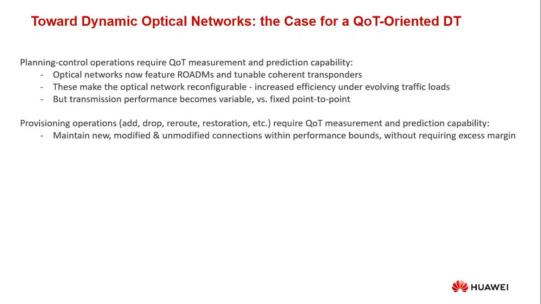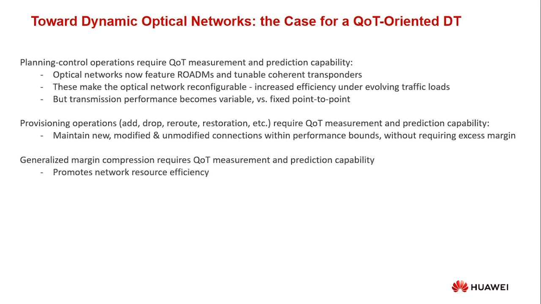So if we look at various categories of operations, let's start with provisioning: channel add, drop, reroute, restoration, reactions to failure, etc. We need this QoT measurement and prediction capability, right? We want to maintain new but also modified and unmodified existing connections within performance bounds without requiring the allocation of excess margin. When we change anything on the network, the coupling of channels through optical amplifiers leads to complex reactions, right? So it's very difficult to maintain a handle on.